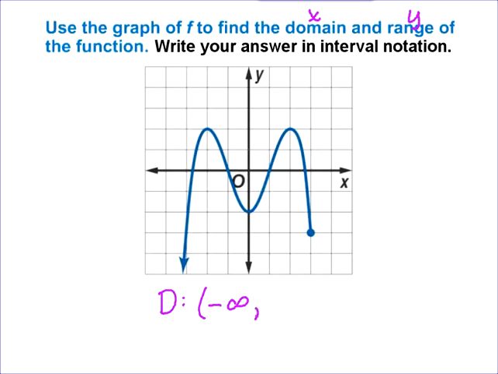Perfect, thank you. So negative infinity is all the way to the left. As I move along the graph to the right, does it keep going all the way to the right? Where does it stop? It stops right here at 3. This is my lowest point. And so, do I include 3 or not? Yes, because that point is included. That is your domain.